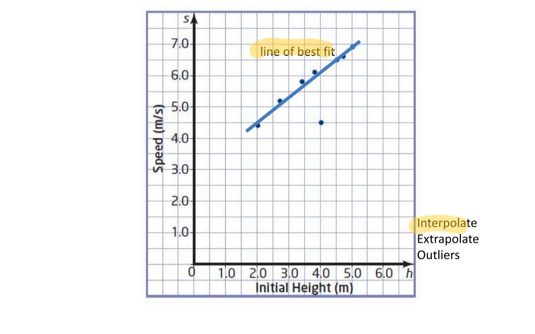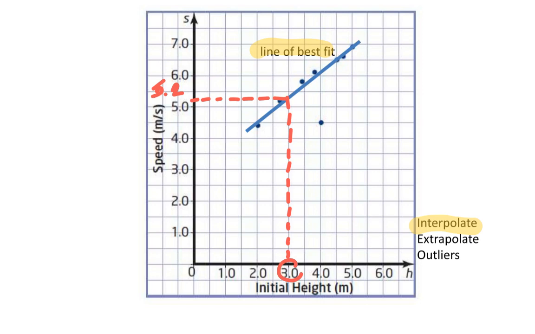Let's begin by interpolating. Remember, interpolating refers to making a prediction between what you already know. Let's say I want to know what the speed is when the skateboarder has an initial height of 3 meters. Using my line of best fit, I can predict that the speed is about 5.2 or 5.3.